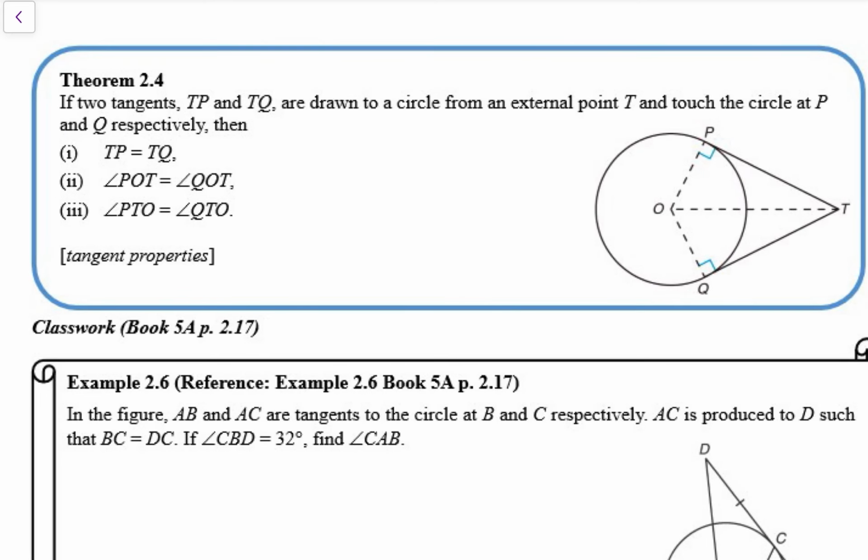So what we know is that these two triangles, triangle POT and triangle QOT, are congruent because of RHS. Now I'm not going to go into the details of the proof of these two congruent triangles, but since these two triangles are congruent, we know that from the two corresponding sides, TP equals TQ.